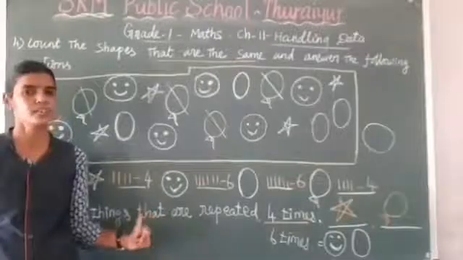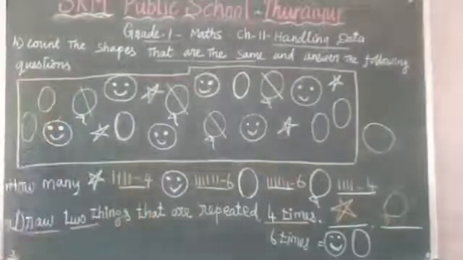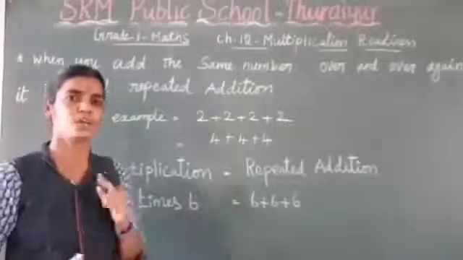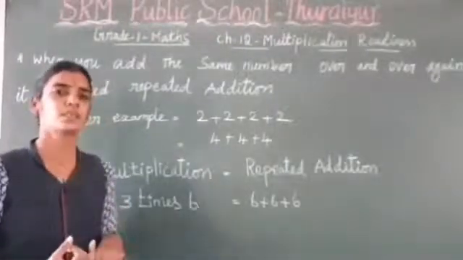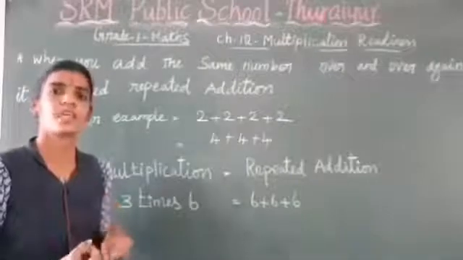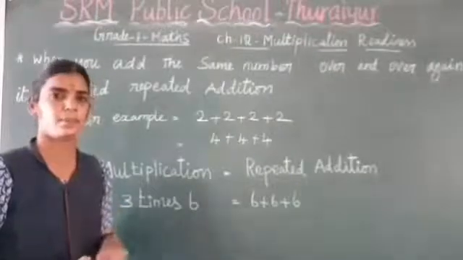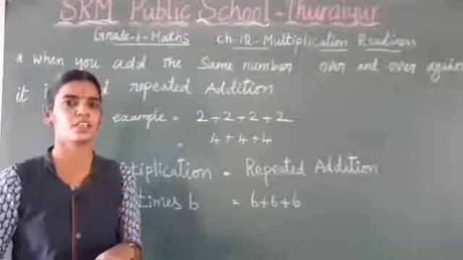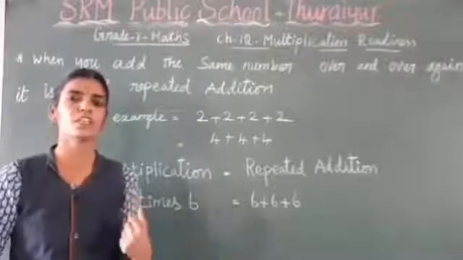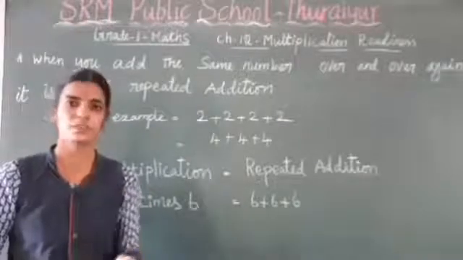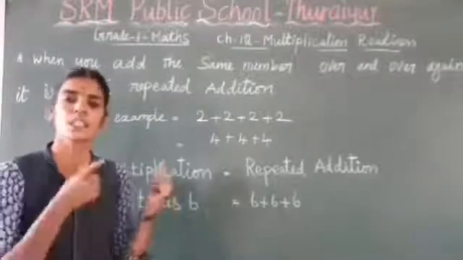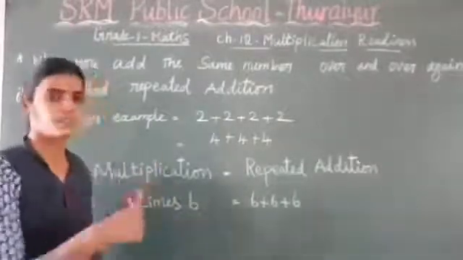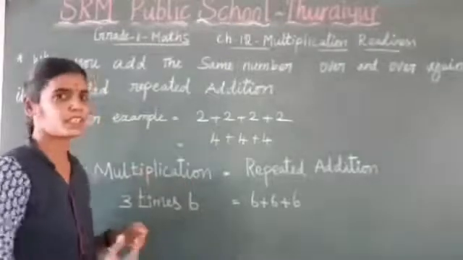Okay dear, so this is the 4th question: application readiness. Already we told you how to read the tables. Which are the tables? 2 table, 5 table and 10 table. Because these 3 only you are going to read for the first standard. You know about the skip counting of 2 very well already, and 5 and 10 also. Using that skip counting you have to make the tables, right? I will teach again.